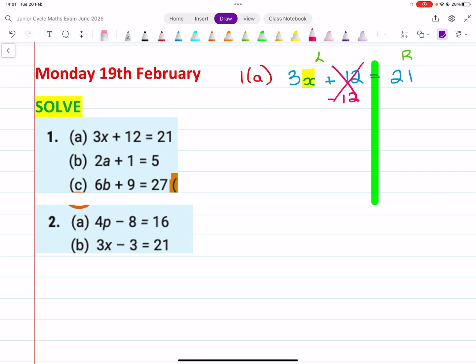But we have to maintain balance. So if we minus 12 on the left, we have to minus 12 on the right. So then we tidy up. On the left, we have 3x. I'll drop my equals down. 21 take away 12 is 9.